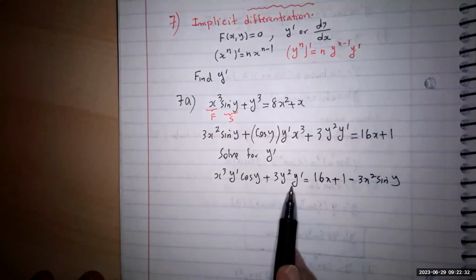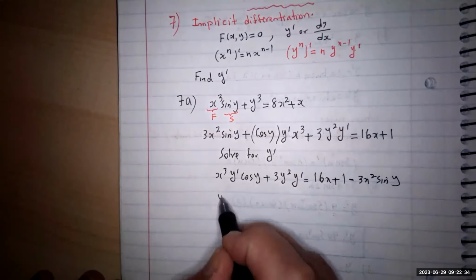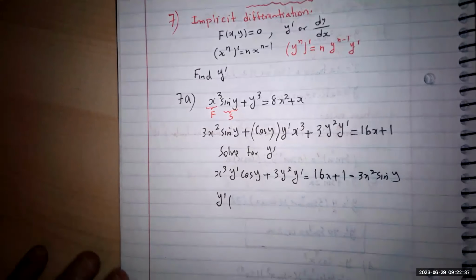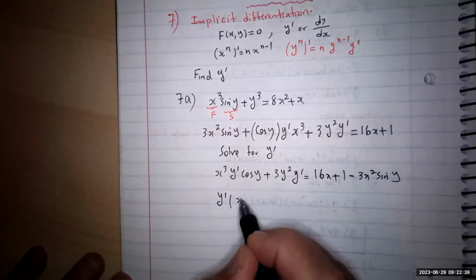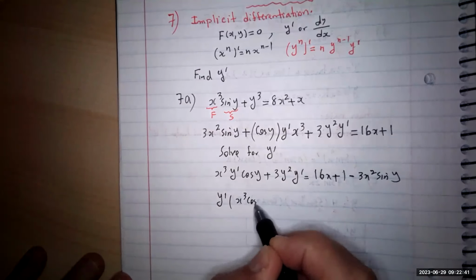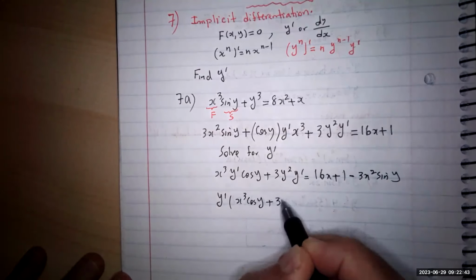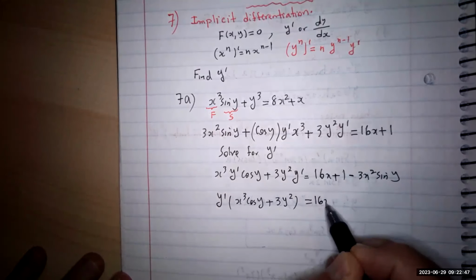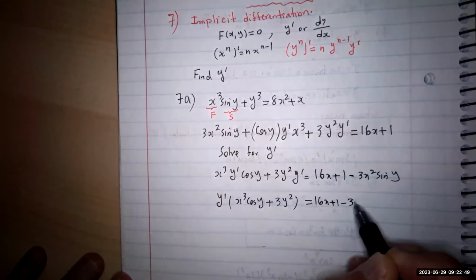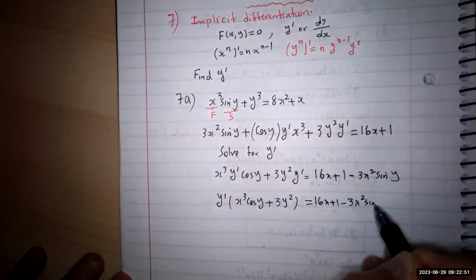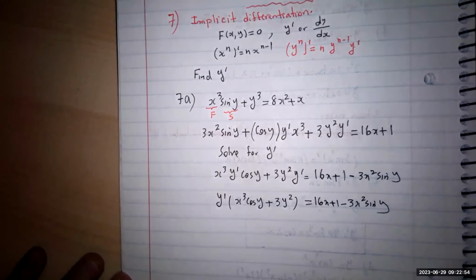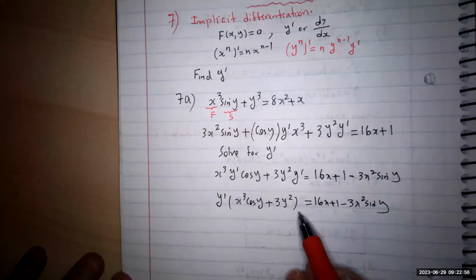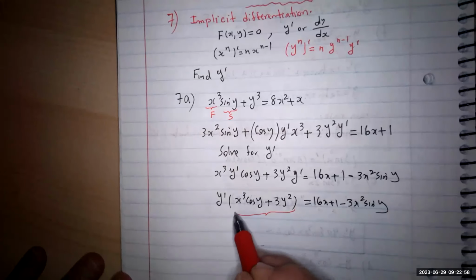They are different. So you pull out the y prime as a factor because you need the coefficient of the y prime. So that gives you x cubed cosine of y plus 3y squared. And on the other side, we have 16x plus 1 minus 3x squared sine y. Now we divide by the coefficient of the y prime. See, this is the coefficient of the y prime.